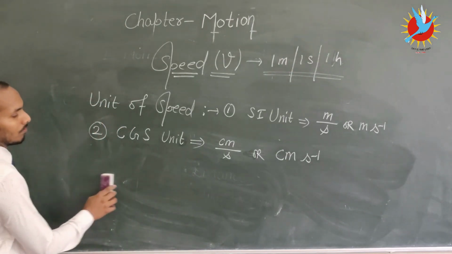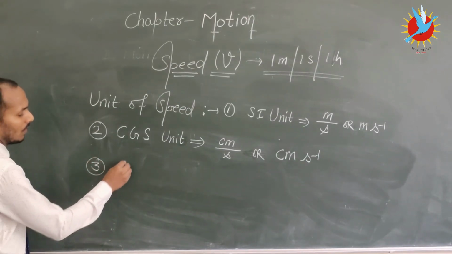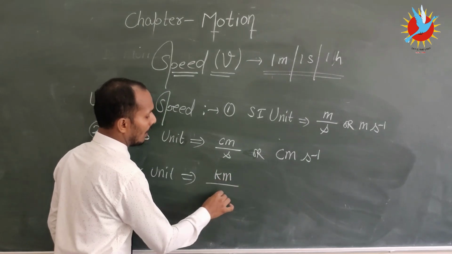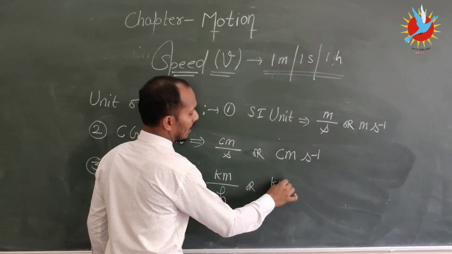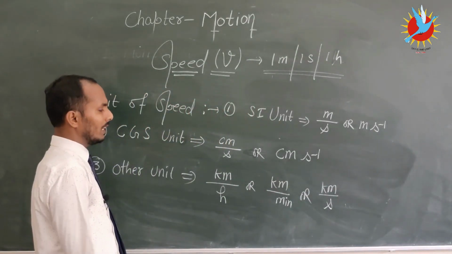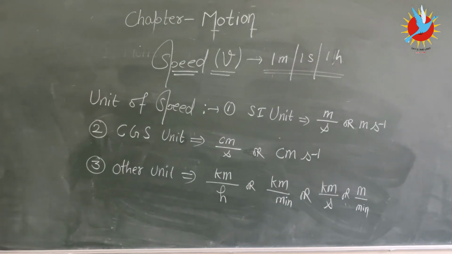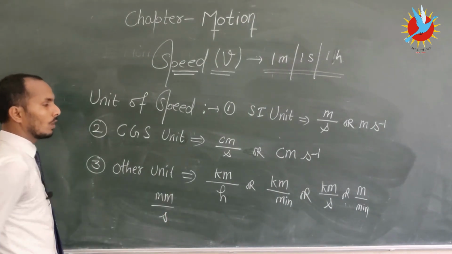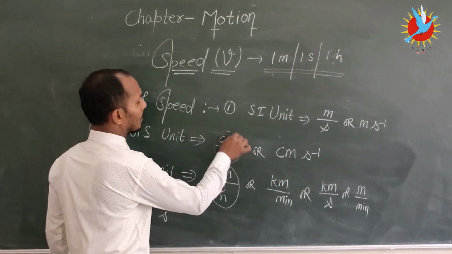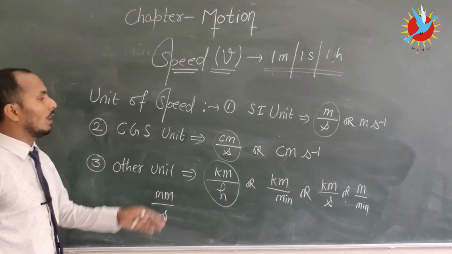And there are other units of speed also, such as kilometer per hour, kilometer per minute, kilometer per second, meter per minute, or millimeter per second. These are some other units, but the most popular are kilometer per hour, centimeter per second, and meter per second. These are very important units of speed.